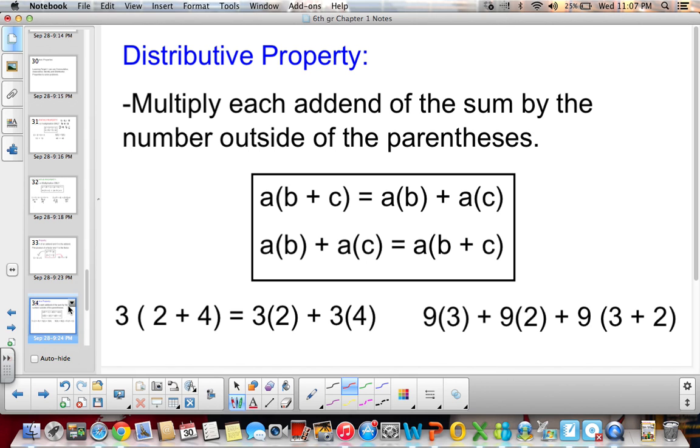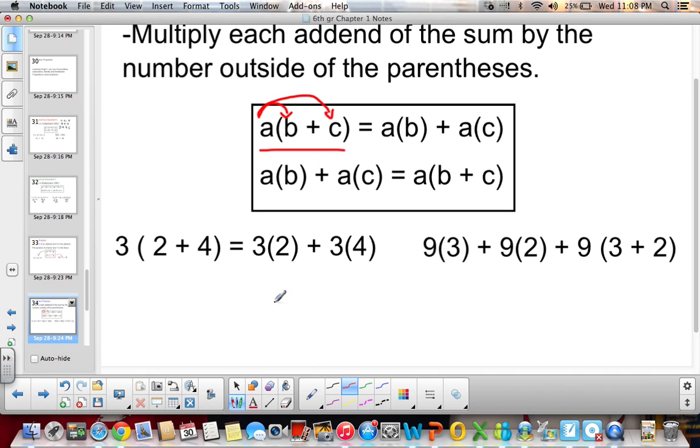Okay, then we have the distributive property. So you multiply each addend of the sum by the number outside of the parentheses. So if we look at this one, we have A times (B plus C). And it's the same as taking A and multiplying it by each number in the parentheses. So it's the same as A times B plus A times C. And then if we go backwards, A times B plus A times C is the same as pulling out the A and adding together B and C and then multiplying together.